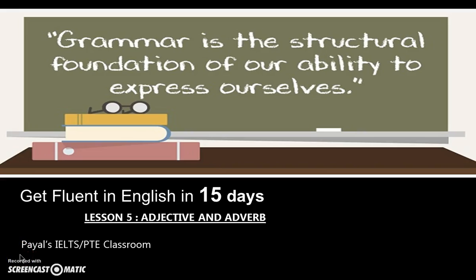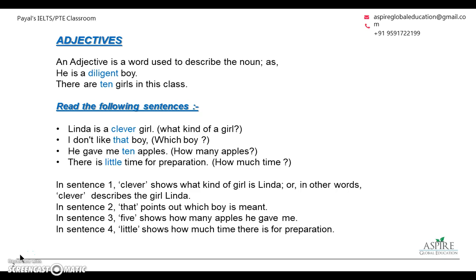Hello everyone. Now let's get started with lesson number 5 on adjective and adverb. What is an adjective? It's a word which describes the noun. It's a descriptive word. Let's take an example. He's a diligent boy. What kind of a boy is he? Diligent. The word diligent describes the boy, therefore it acts as an adjective.